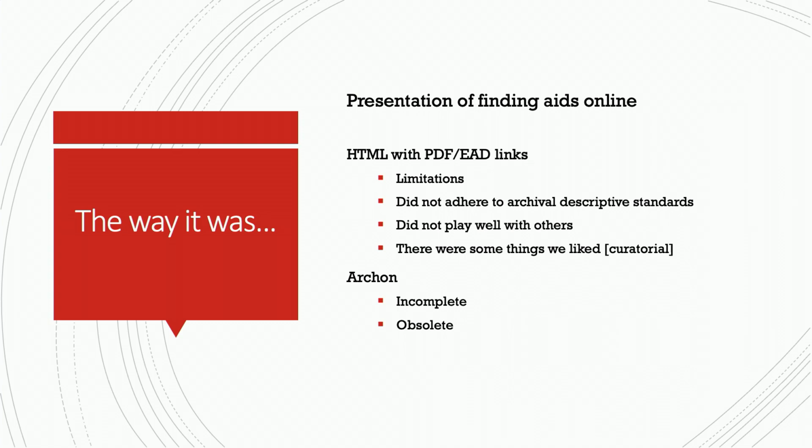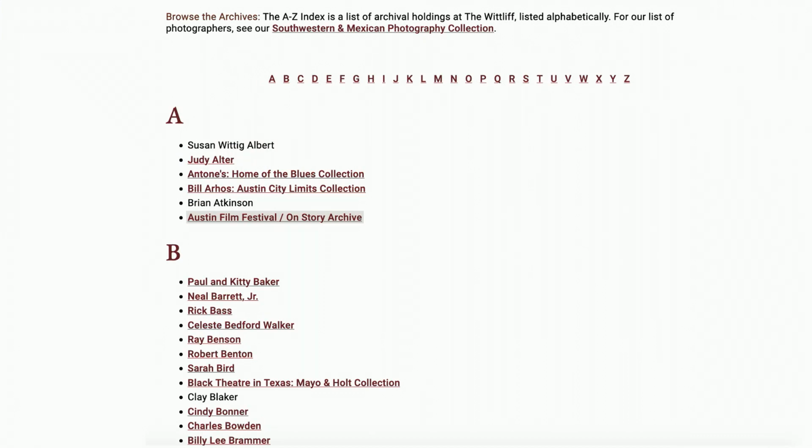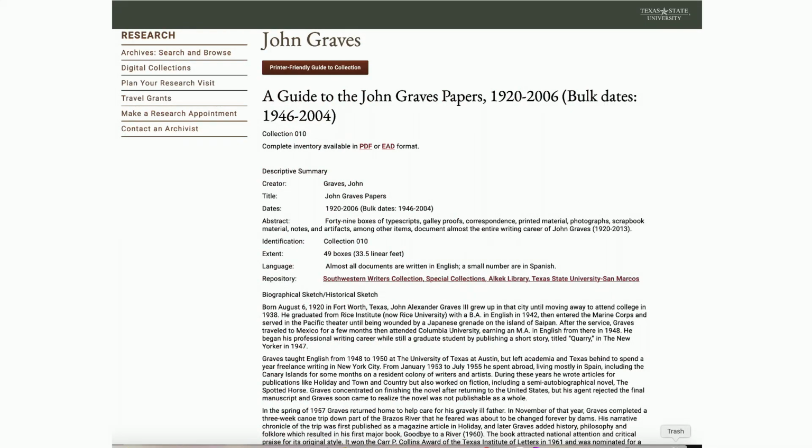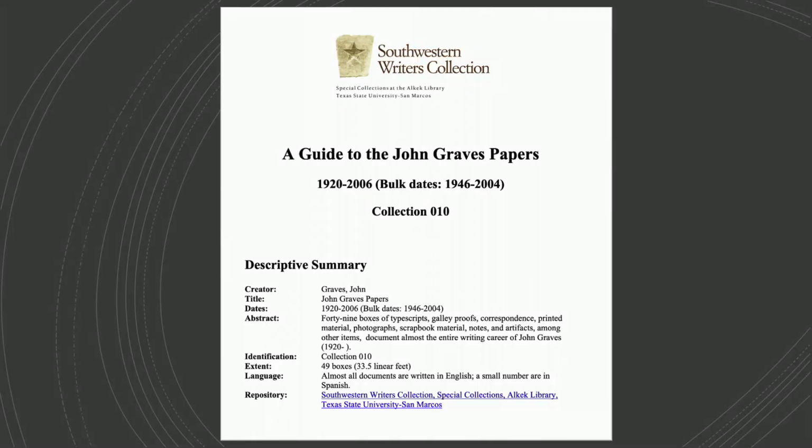So just for visuals, this is our lovely A to Z list. And so with people with intimate knowledge about Southwestern literature and music it works perfectly fine. But for those without that subject specialty, not so much. And like I said, then you go into the collection page. This is for one of our authors, John Graves. And then you can get to the printable PDF of his finding aid. So again, every collection is super siloed, and there's basically no way to search across any of them.